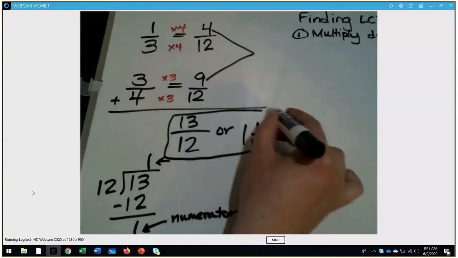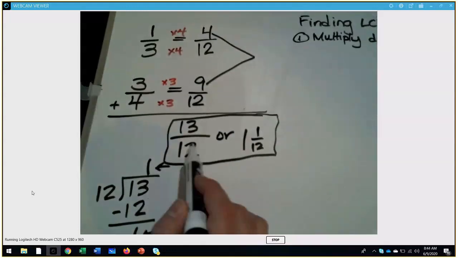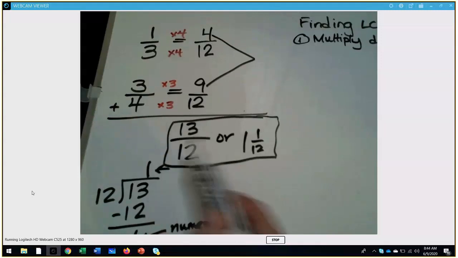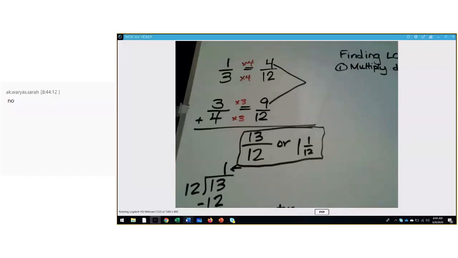So my final answer is either of these two. It doesn't have to be one or the other. It could be either one. Okay, let's look at the next one then.